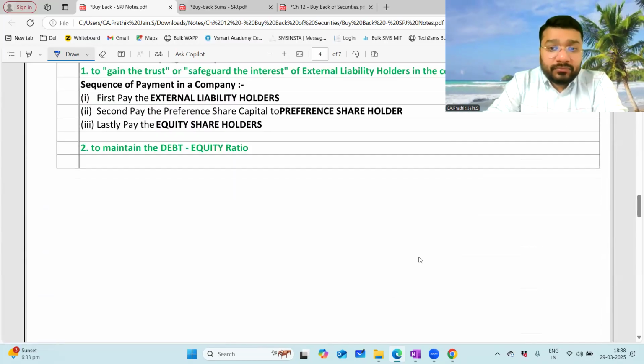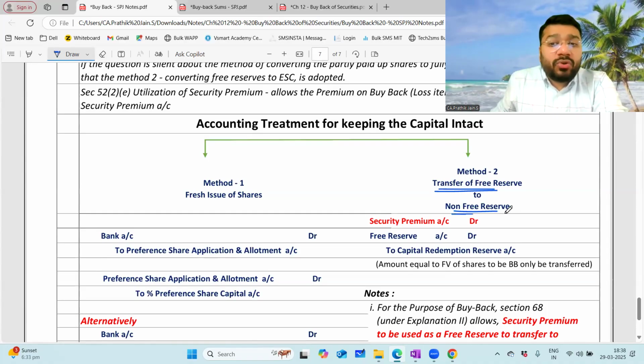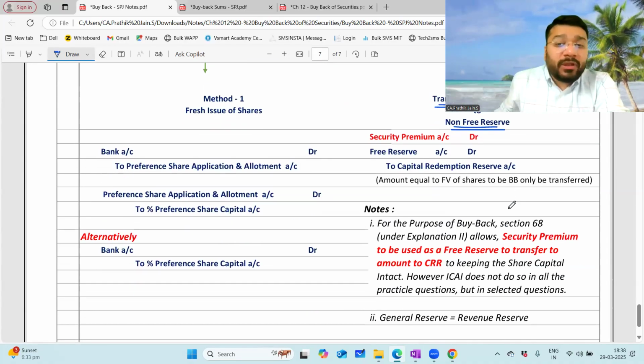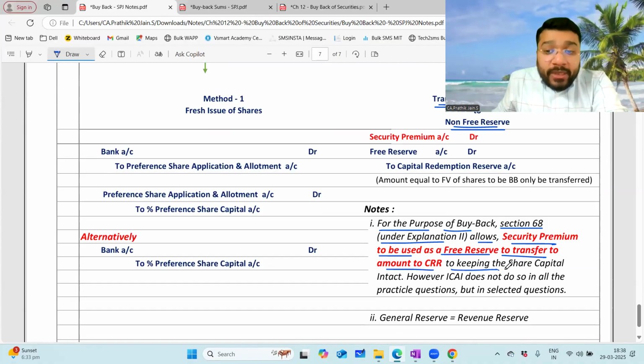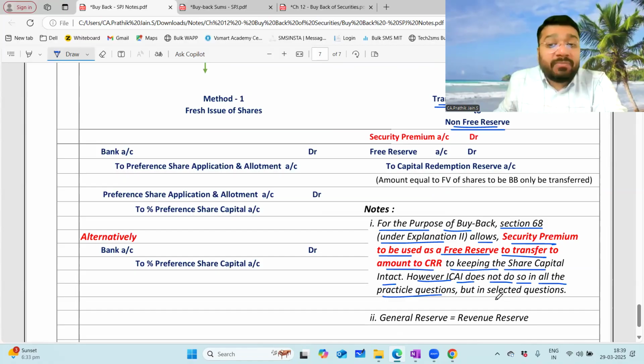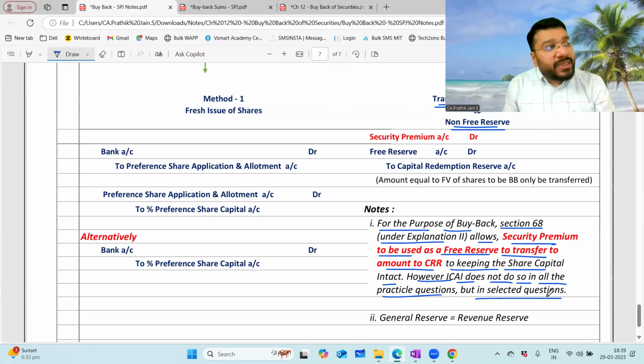Now, if you come back to method 2, transfer of free reserves to non-free reserves, which is CRR: for the purpose of buyback, Section 68 under Explanation 2 allows security premium to be used as free reserve to transfer the amount to CRR to keep the share capital intact. However, ICAI does not do so in all the practical questions, but in selected questions only. So when you see there is a security premium in the question, don't be surprised if the ICAI question does not use it. In some questions they are using it, in some they are not. So accordingly, we can make an assumption in doing the examination.